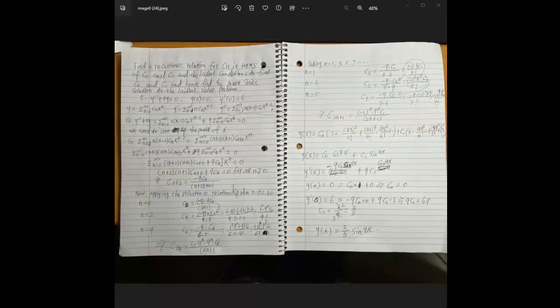I get C0 equals 0. And then for the y prime of pi initial condition over here, I get C1 is 2 over 3. So that's why I get the solution: y equals 2 over 3 sine 9x. That's my final solution. Great, great.